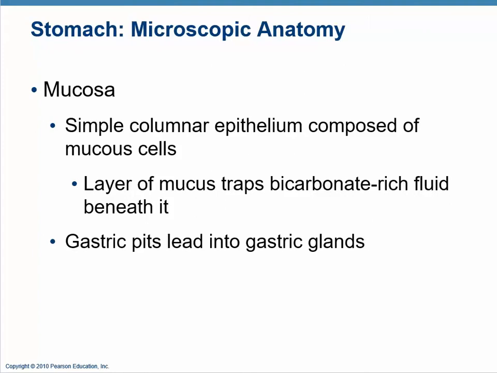It's a simple epithelium. It's a columnar epithelium, and most of the cells in it are goblet cells, mucus cells. And the mucus traps a bicarbonate rich fluid underneath it. And these two things protect the stomach from autodigesting, from digesting itself. The stomach is a very acidic environment, and there are very powerful enzymes that happen there, especially for breaking down proteins. And the walls are made out of proteins. So you don't want the stomach to digest itself. So it protects itself by this thick layer of mucus and some alkaline fluid below it.